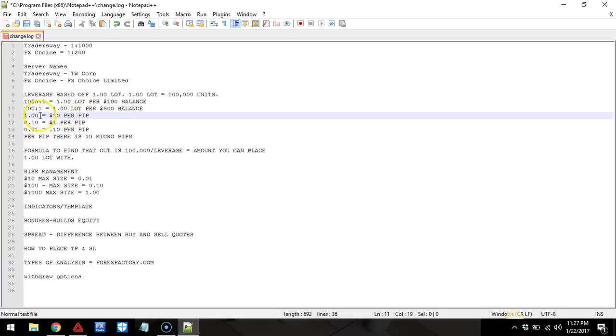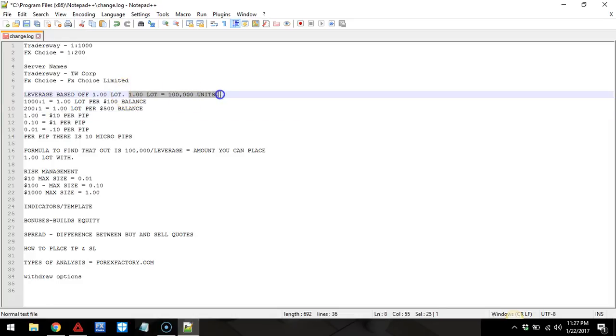Alright, $1.001, basically what it looks like. That's one lot. This is considered one lot. One lot equals 100,000 units of the currency you're buying and selling, and that gives you $10 per pip.